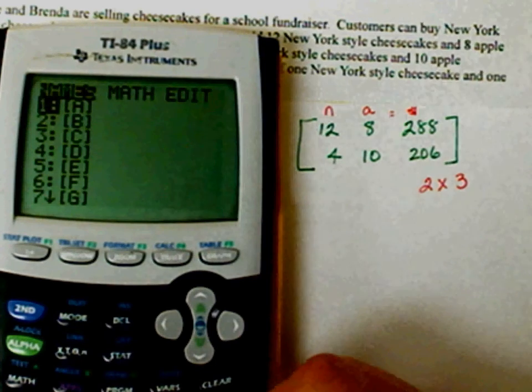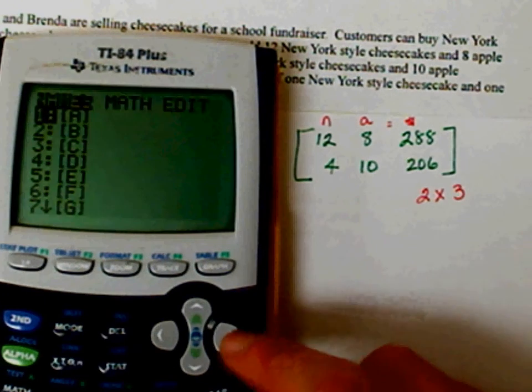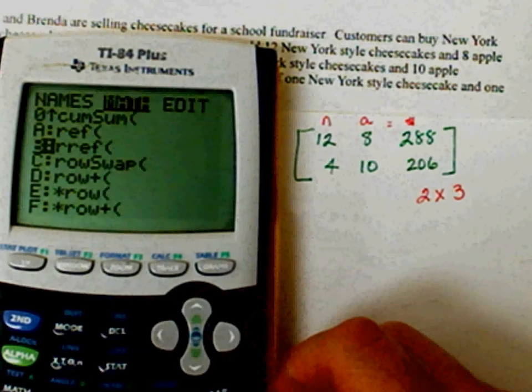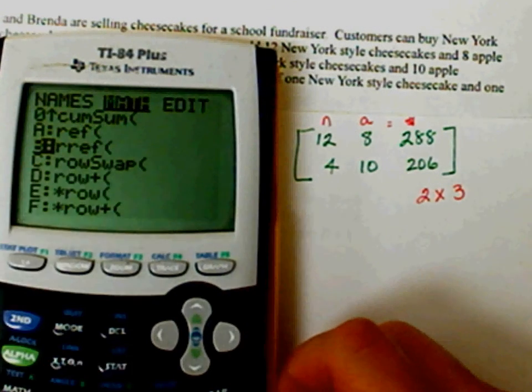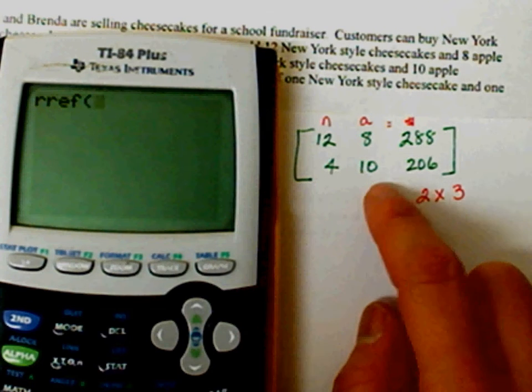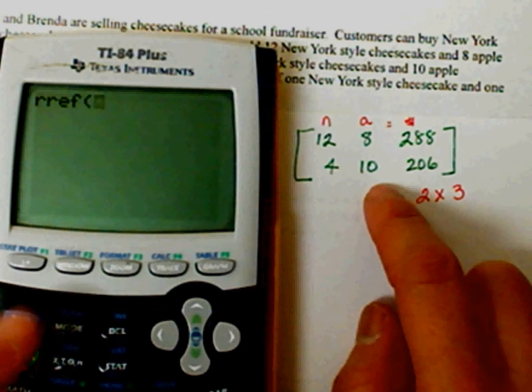Next part, you're going to right click to math. Scroll up or down until you see RREF. Hit enter. Okay, this is for TI-84. Now I want to get to the columns and the rows. So you're going to hit alpha, zoom. See how that comes up?